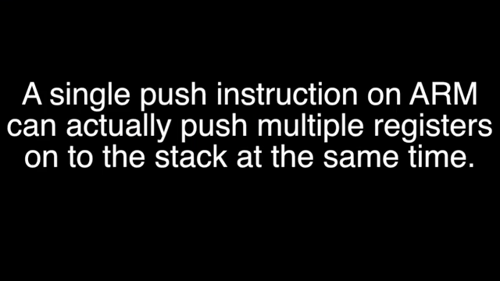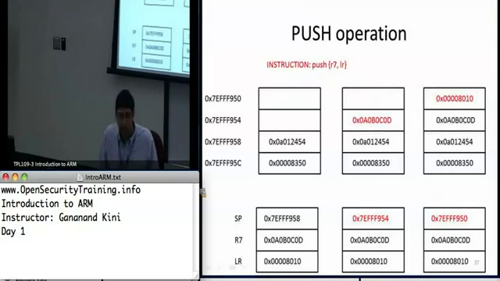So here's the example. If we have push R7 and link register, and the stack pointer is here, if you notice, it's hex 7EFFF958. The stack on ARM here grows to lower memory addresses, just like in x86. So you're going to have the first element be put on the next 4 bytes, so that it's not going to modify the value at the stack pointer address.